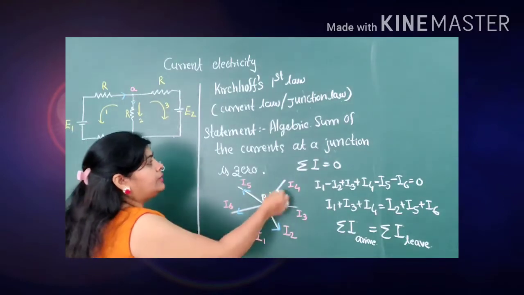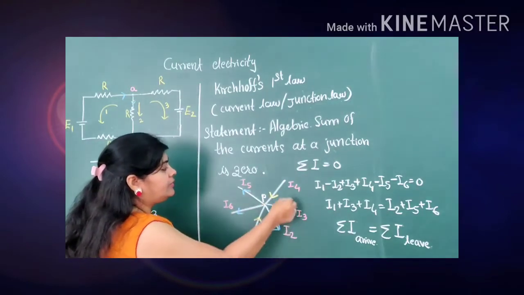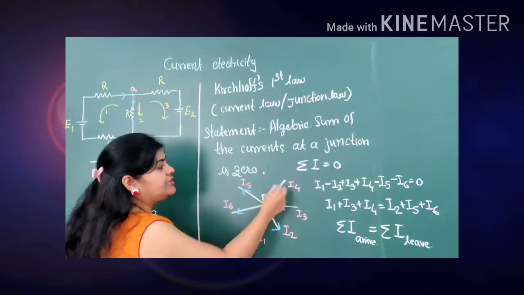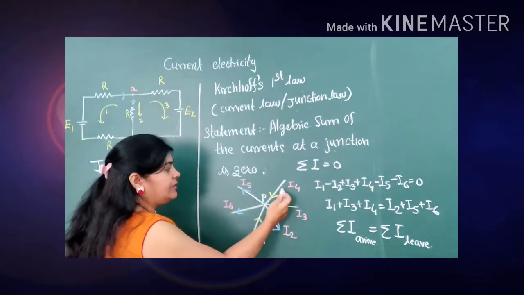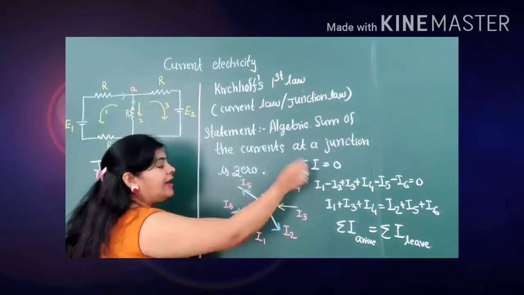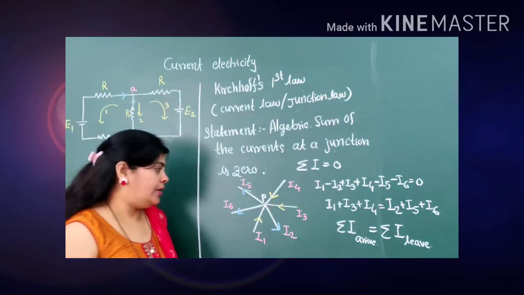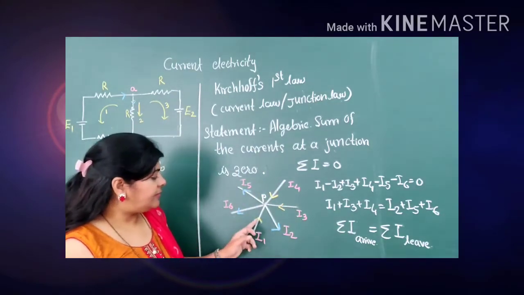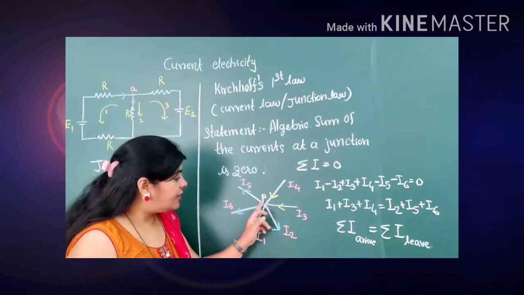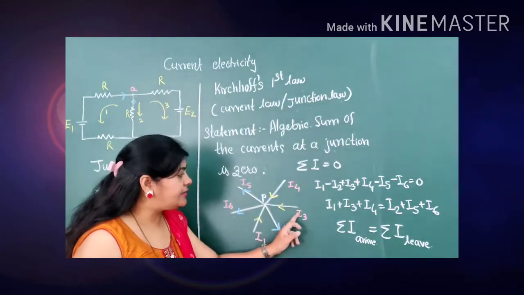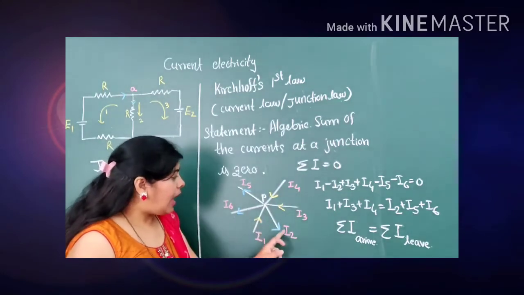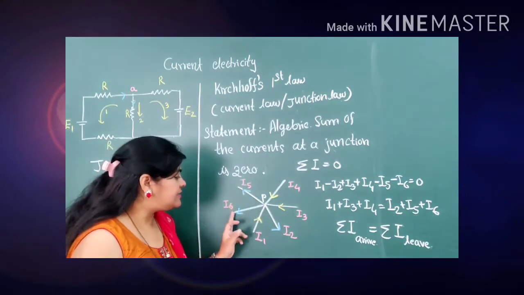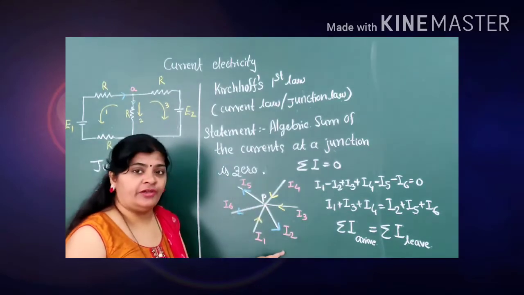Now the algebraic sum of the currents at any junction is equal to 0. It means if you take the addition of all these currents at point P, that value gives 0. Now if you see, some currents are arriving, that is I1, I3, I4 denoted by the yellow color, and I2, I5, I6 are leaving the junction.